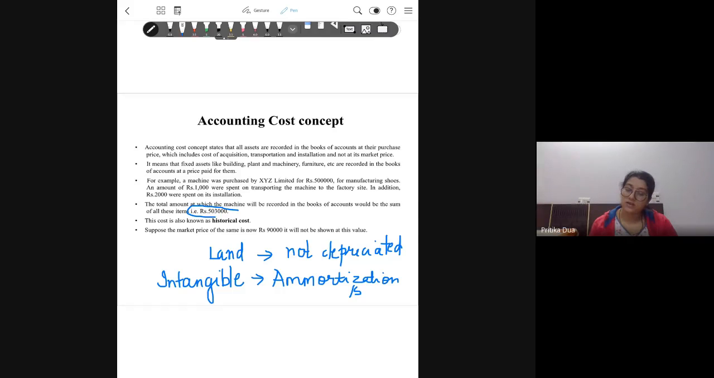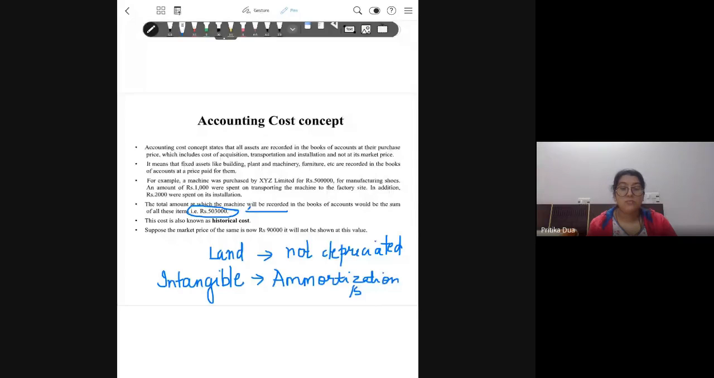Whatever initial expense is incurred to bring the machine into operating position, to convert the machine into operational position, is part of the initial cost. So all the expenses incurred to make the machine operational will be covered as a part of the cost, will be included as part of the cost of the machine.